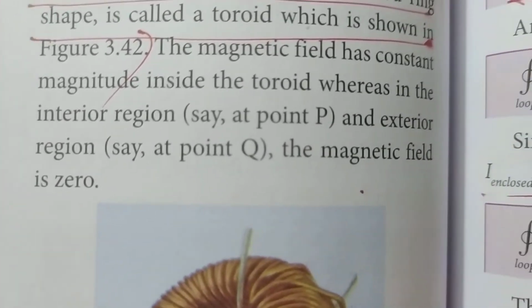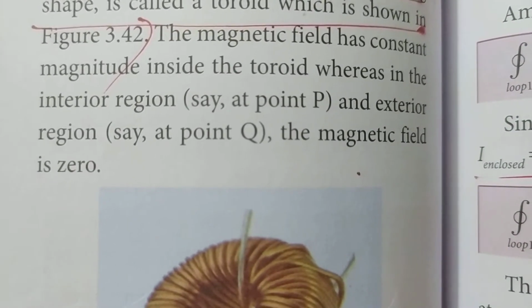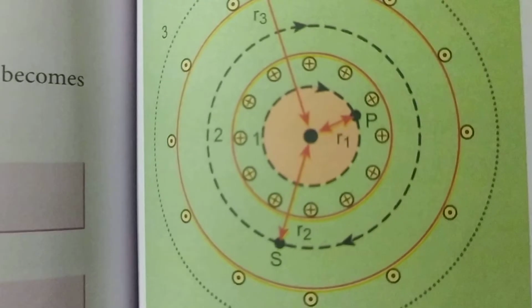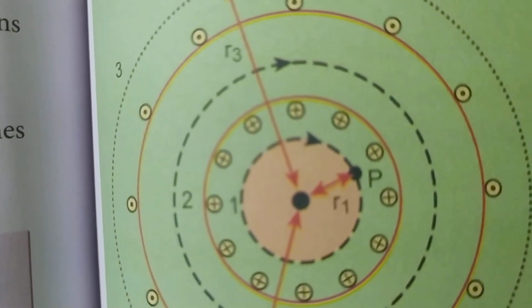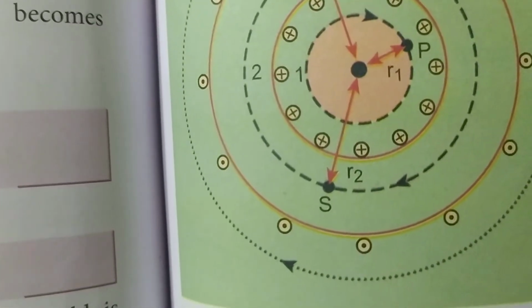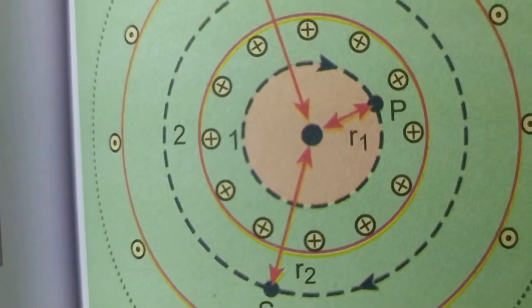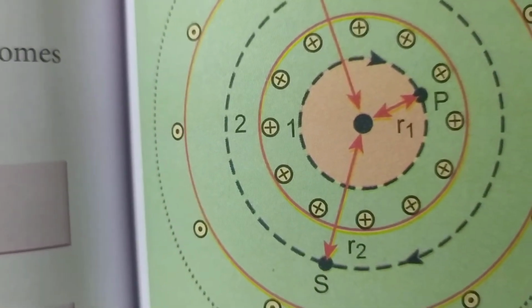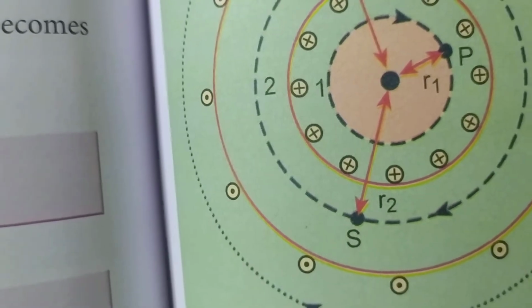Here, when you see the magnetic field inside the toroid, it is uniform, that is, constant in magnitude. Whereas in the exterior and interior open regions, the magnetic field is 0. For this, see this diagram, in which you take 3 points: P, which is in the open space interior to the toroid, Q, which is outside the toroid, and S, which is inside the toroid. At P the magnetic field becomes 0, and outside the toroid it is also 0, but inside the toroid, at the point S, it has some constant value. That derivation we are going to see now.